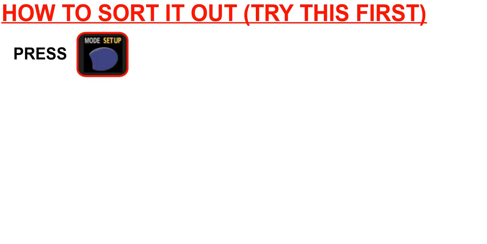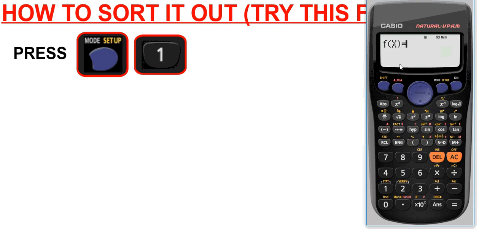So how to sort it out, try this one first. First of all, press mode and then 1. So let's try that now. And so press mode, press 1 for comp mode. Comp mode's computational mode, and it'll get you back to normal. So this will look absolutely fine now. The F of X, or the true and false, should have disappeared.